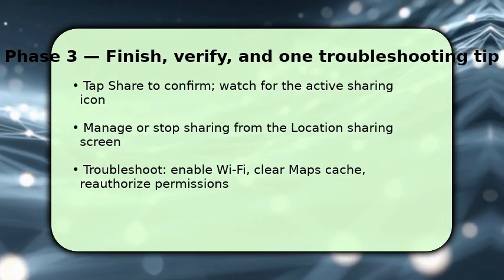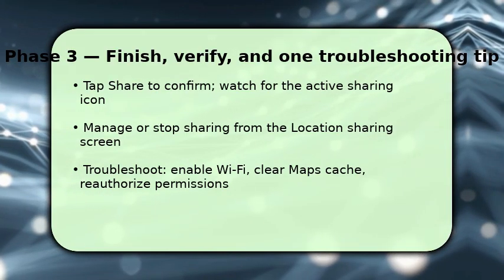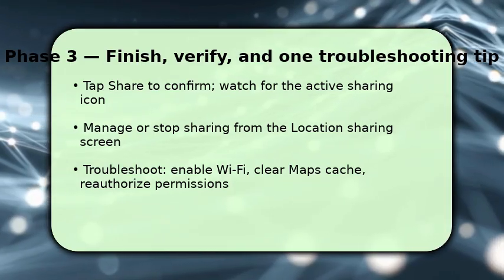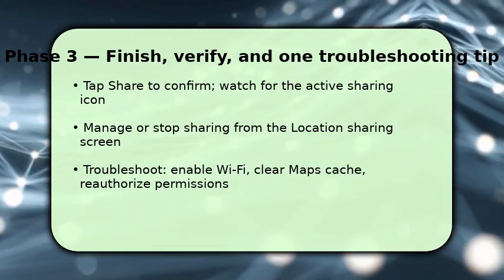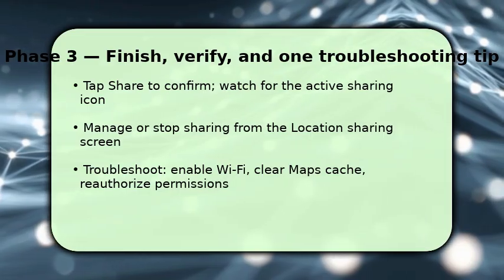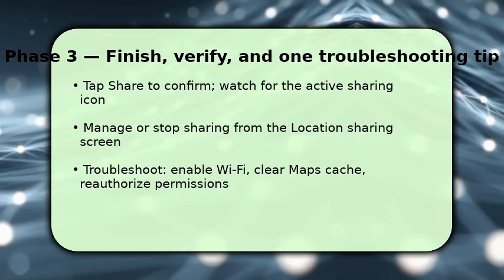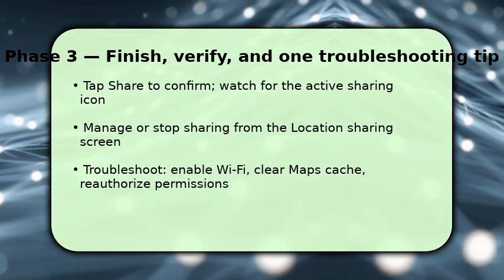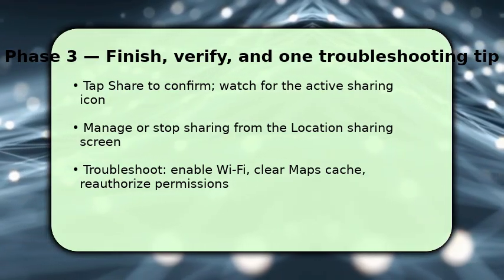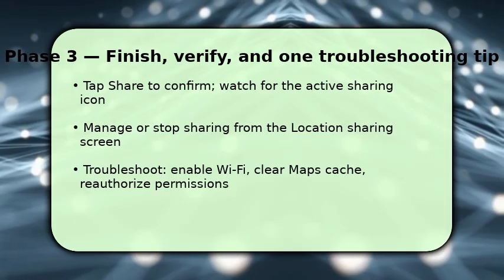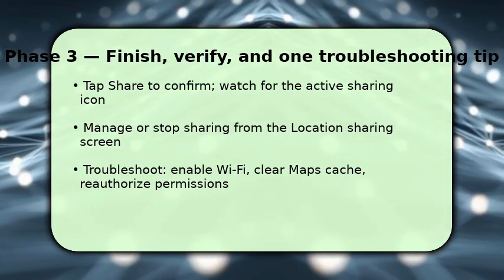To stop or adjust, return to location sharing, select the person or link and tap Stop or Edit. This gives you instant control. If it fails, first enable Wi-Fi or mobile data, then clear the Maps cache and reauthorize location permissions. That usually fixes stale states. If problems persist, sign out and back in. That refresh often restores proper sharing.